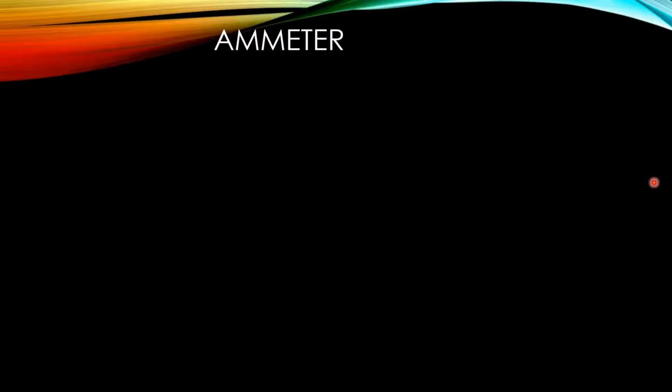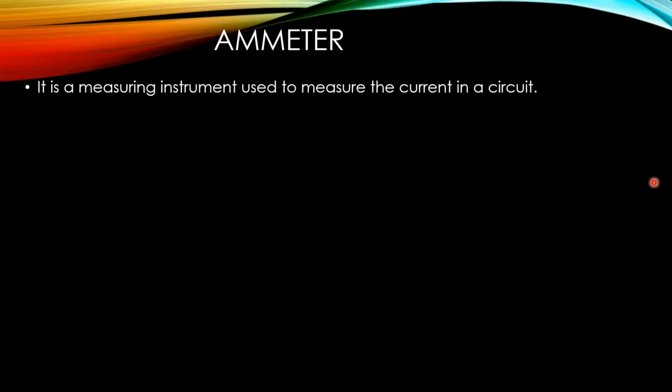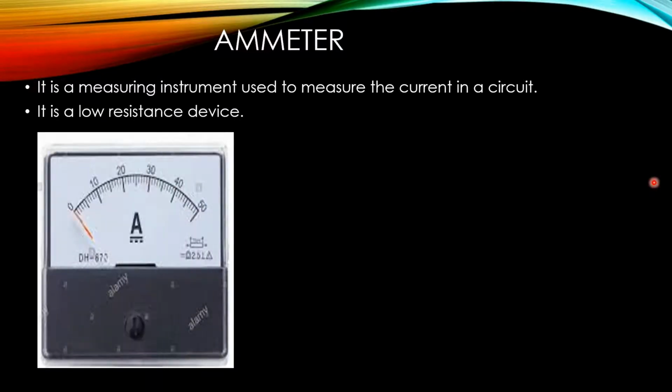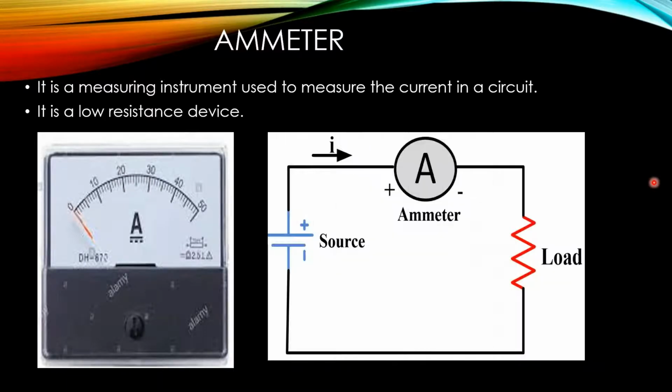Current is measured by an instrument that is called an ammeter. Ammeter is a measuring instrument which is used to measure current in a circuit. It is a low resistance device, means it consumes less amount of energy, less amount of electricity. That's why we can connect an ammeter in series.